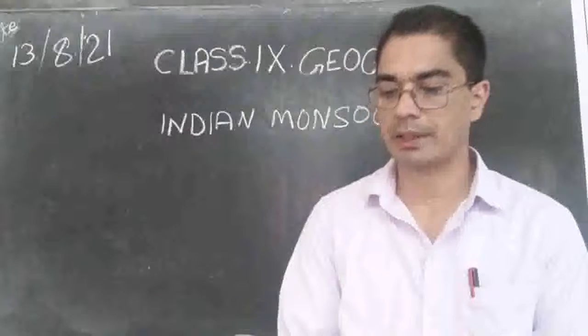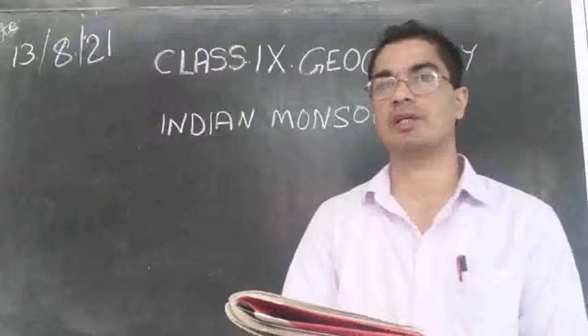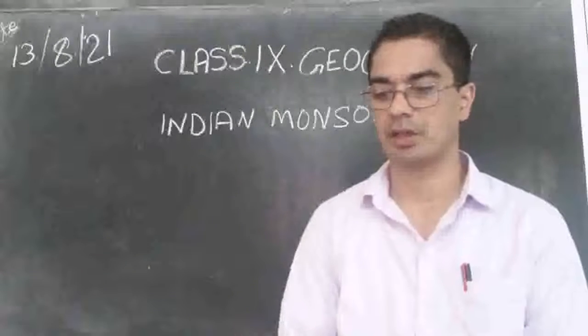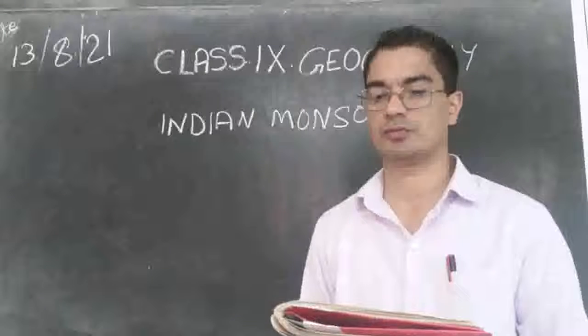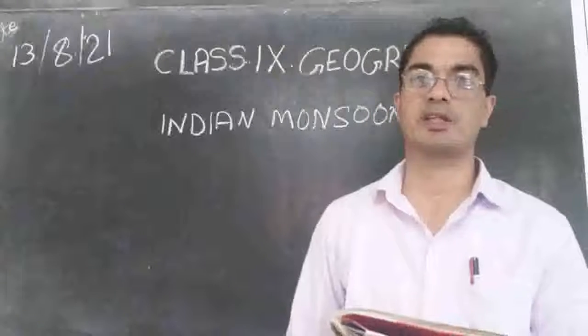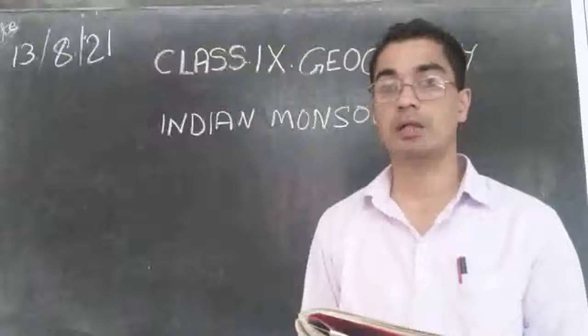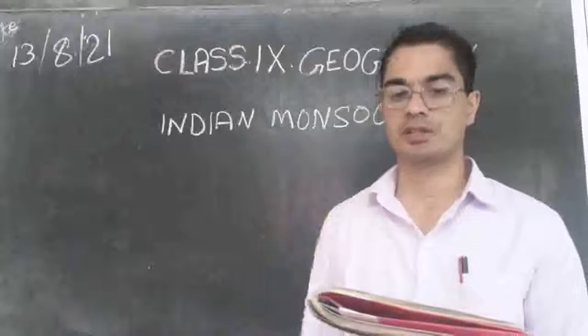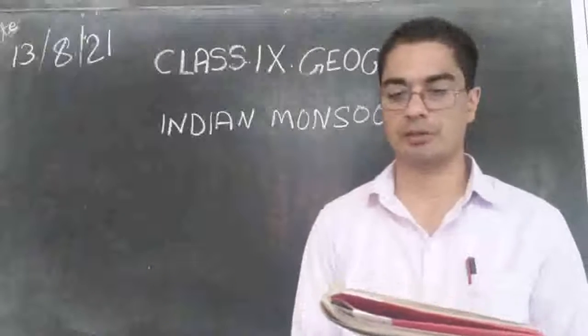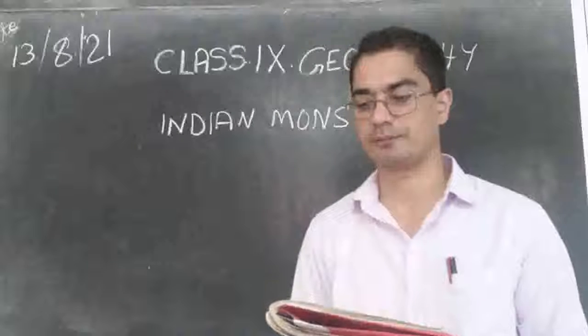And a feature connected with the SO, that is southern oscillations, is the El Nino. So another system or another wind, that is called El Nino, that is also connected with this southern oscillation. Let us see how they are connected.